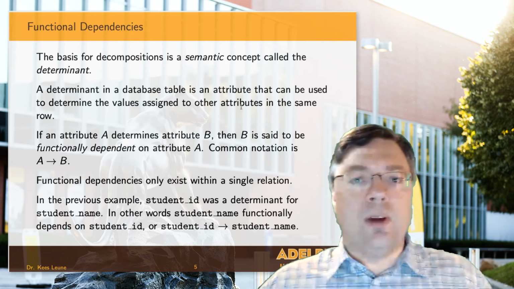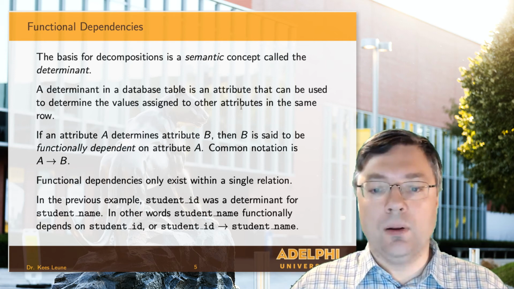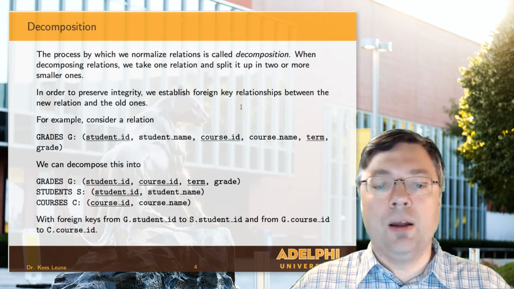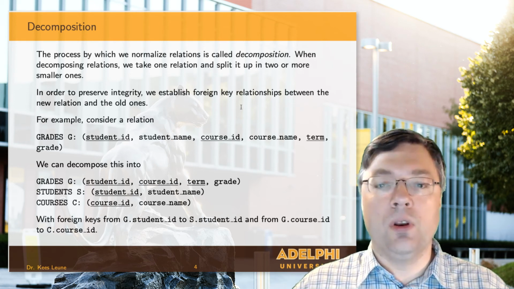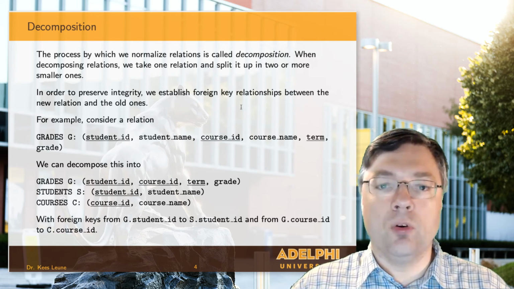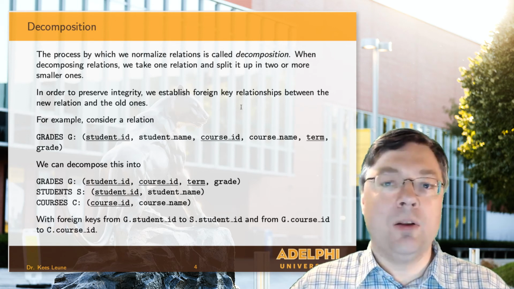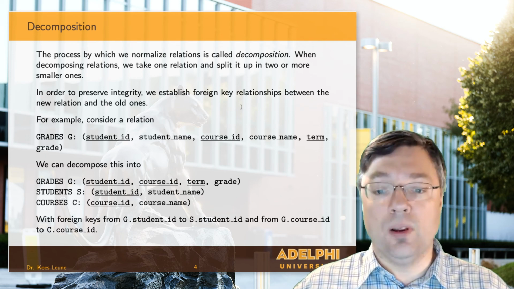So very abstract. But when I go back, for example, to the previous slide, let me do that. I see that in the grades table, if I see the student ID, I can also figure out what the student name is. So in this case, the student ID is a determinant for the student name. Not the other way around. If I have a student name, I don't necessarily know what their ID number is. I could have two students with the same name.